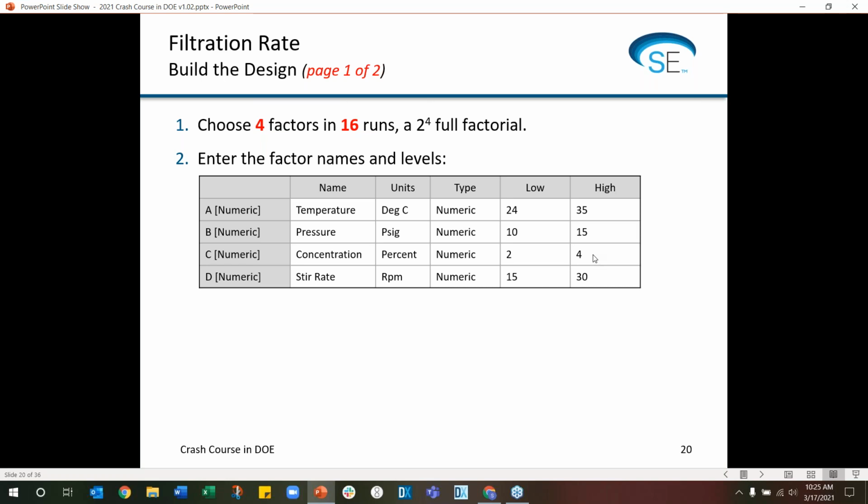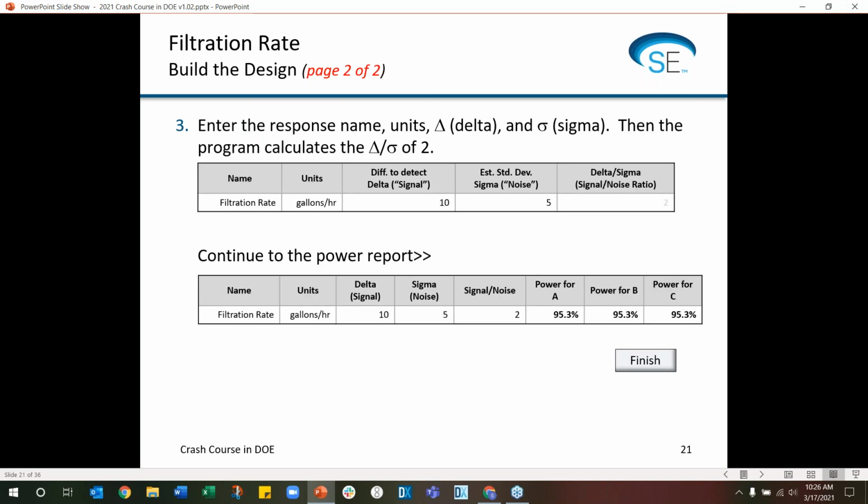They were trying to find out if they could go down to this 2% concentration. So going from 4% to 2%, but also looking for combinations perhaps that could give them a higher filtration rate, which was the response. I'm not going to spend any time talking about power of a design, other than the fact that it is basically the ability of the design to detect an effect of a certain size. We have other webinars that go into this concept of power.